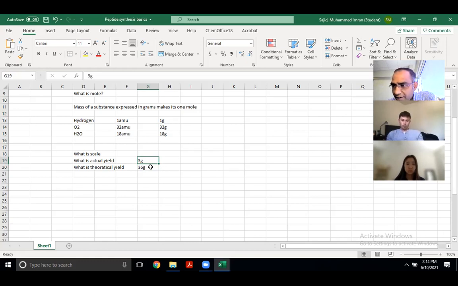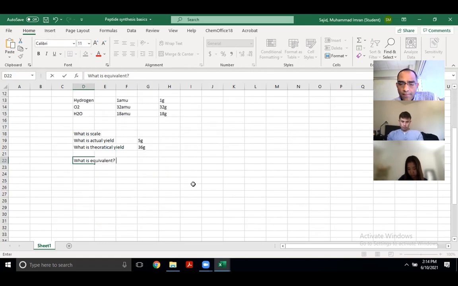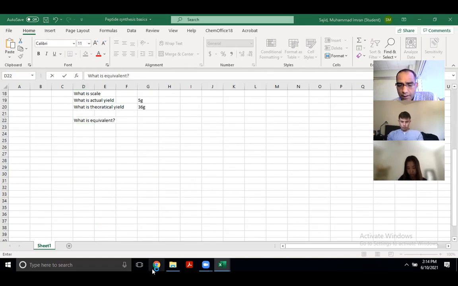So then I will say that the reaction efficiency is very low, like the reactants are not reacting properly. That is why, in effect, we should get 36 gram, but actually I am getting 5 gram. Got it? There is another term, which is equivalent. This is the third thing. Now let's go to another thing.